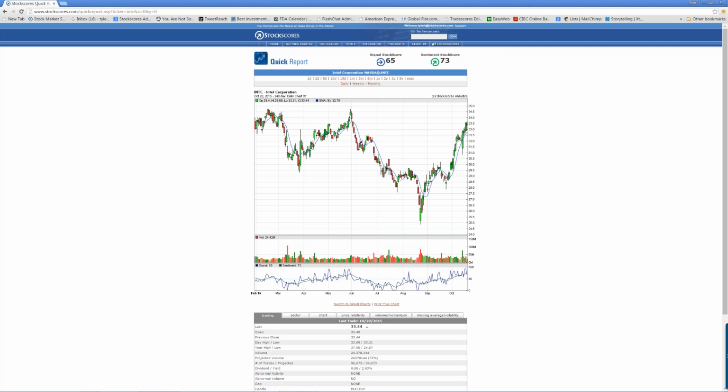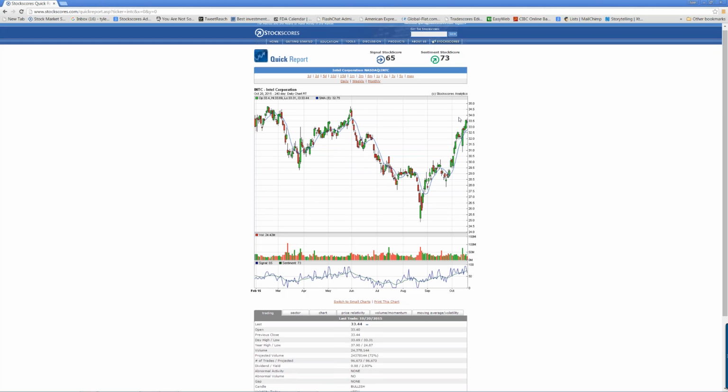So the symbol for Intel is INTC. You can see the real big move up since the lows. I think it's about a 30-something% gain. And it's now coming into resistance.